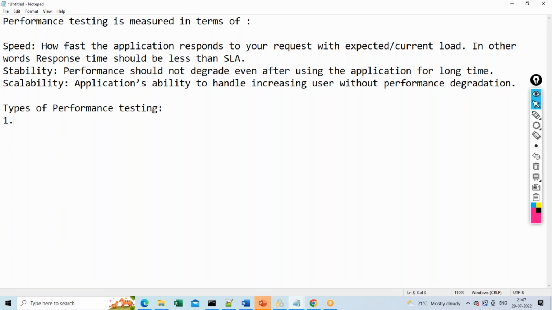There are a few types of performance testing which we need to discuss. The important ones are load testing, and then stress testing, and then endurance testing. You can also call it soak testing or duration testing. All three names are the same. Some projects call it endurance testing, some call it soak testing, and some call it duration testing. The next one is scalability testing.